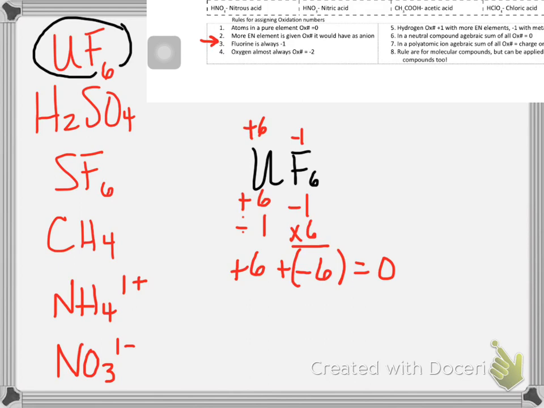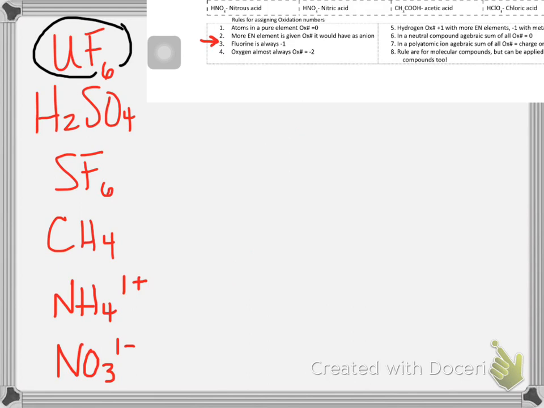I tend to write the oxidation numbers directly over the atomic symbol for the element, not off to the side, because then it could be confused with a charge. And remember, these are not charged ions, so we're just writing their oxidation number. Okay, let's do another binary compound first, and then we'll move on to the trickier ones.